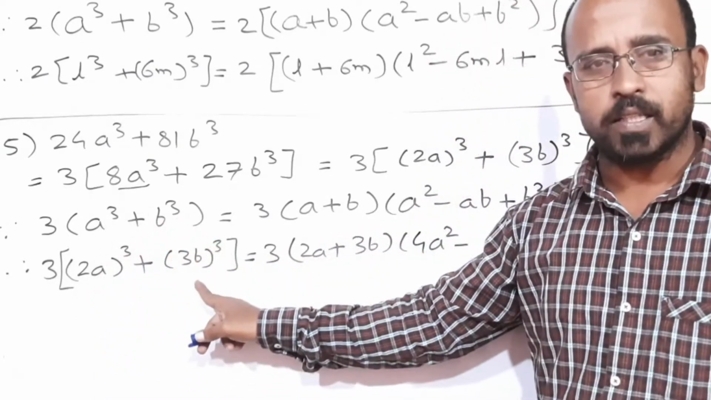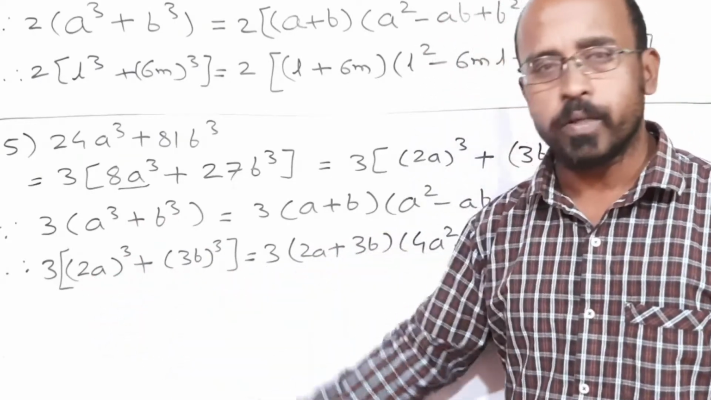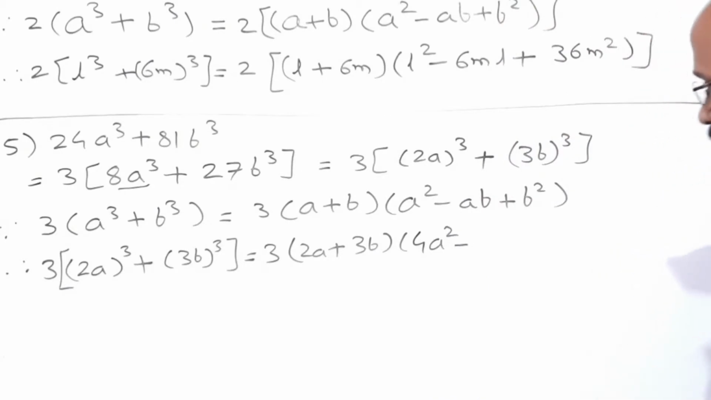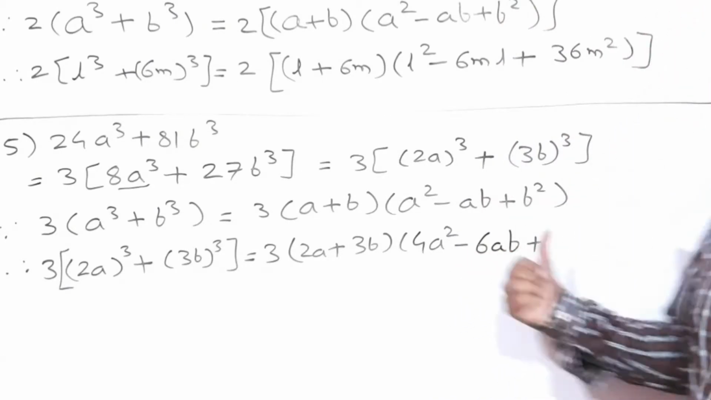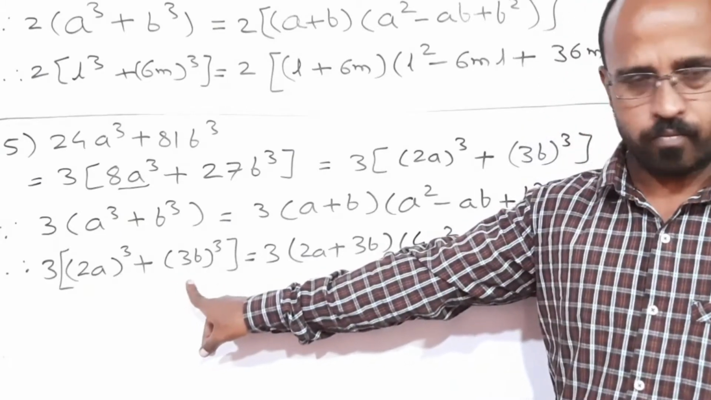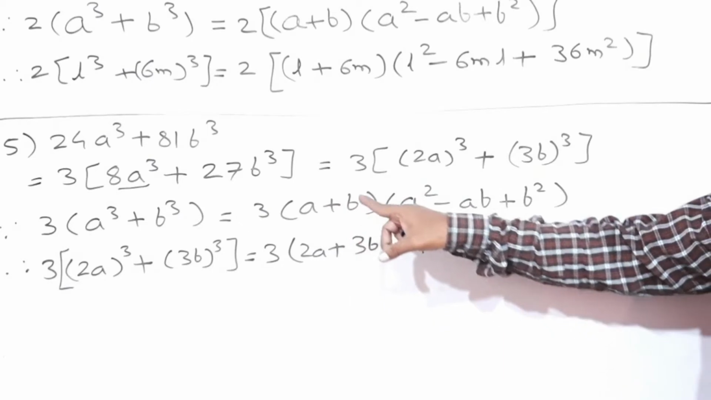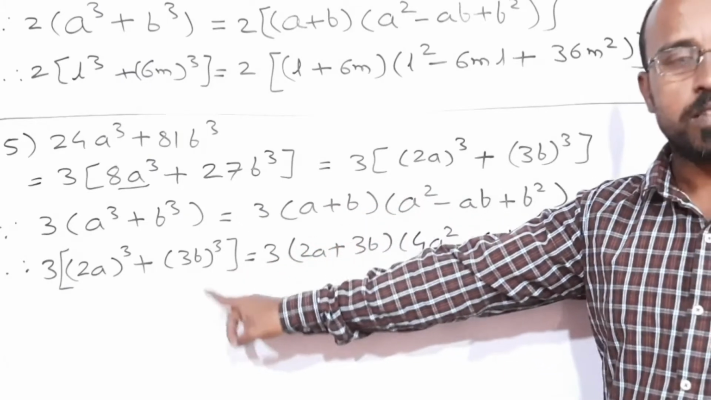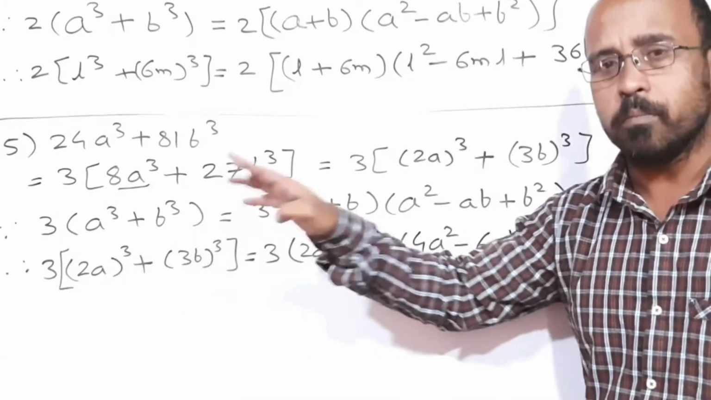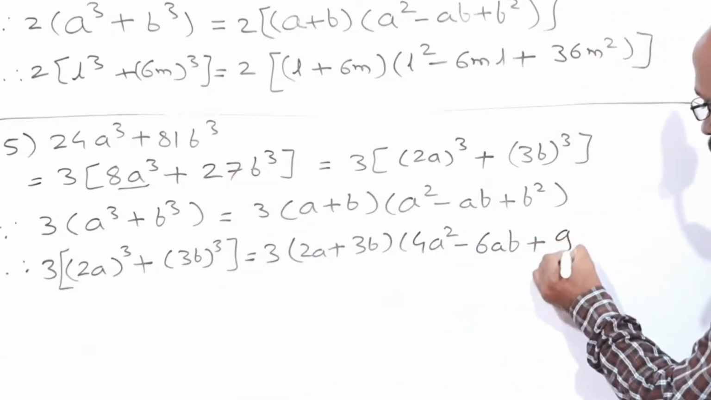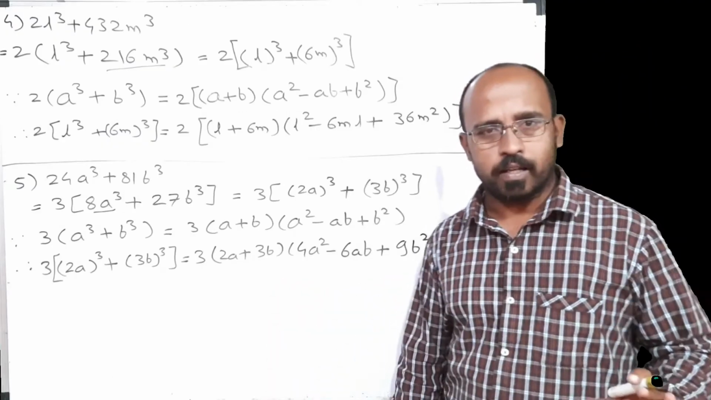2a multiplied by 3b. Multiply coefficients. 2 3s are 6. A into b, ab. So the answer is 6ab plus b square. B is nothing but 3b. In the formula, wherever b is there, we have to replace it with 3b. So b square will be replaced by square of 3b. Square of 3b is 9b square. And this is our final answer.